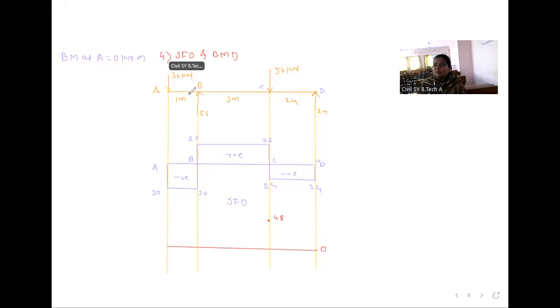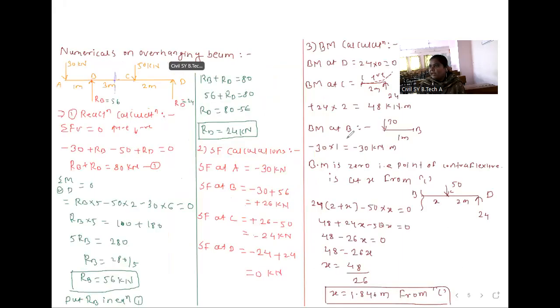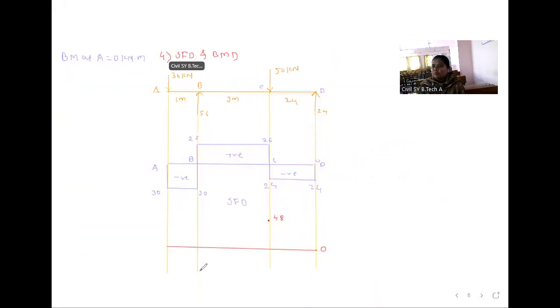After that, bending moment at B. You observe here, bending moment at B is minus 30. That means it goes below baseline. So suppose a point will be here. This is 30. And after that, bending moment at A is equal to 0. Now, here only point load is applied. That means the connection between two points is an inclined straight line. So this is the bending moment diagram. This is negative, this is positive.